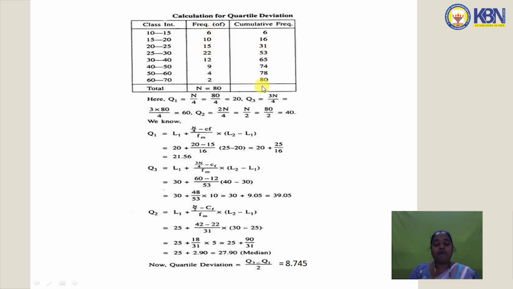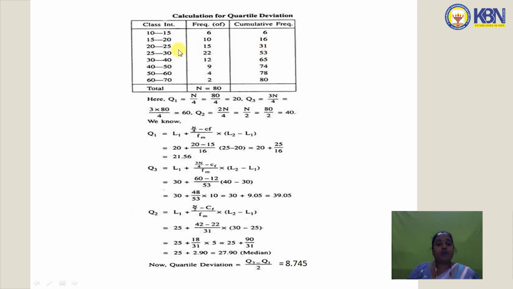Like that we calculate the cumulative frequency. Here, for Q1, first we have to calculate N by 4. Capital N means total frequency, 80 by 4 means 20. First we have to check for 20 in the cumulative frequency. If there is 20 in there, take the corresponding class interval as the Q1 class. Otherwise, take the value just greater than 20, which is 31.